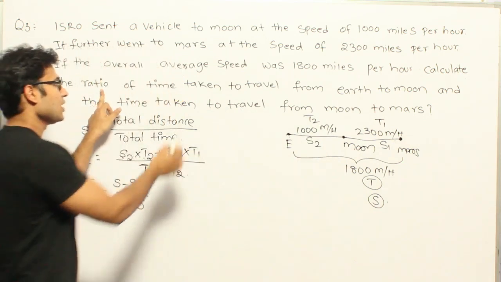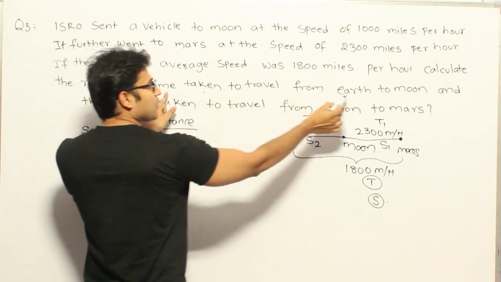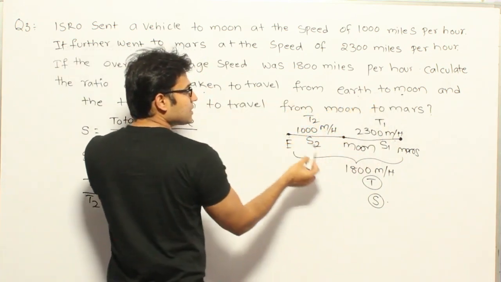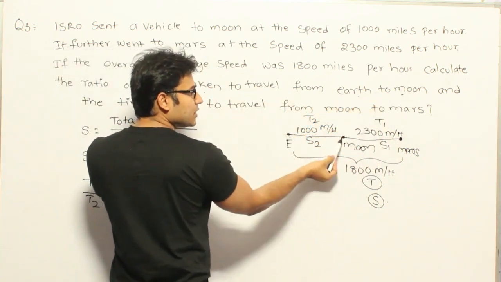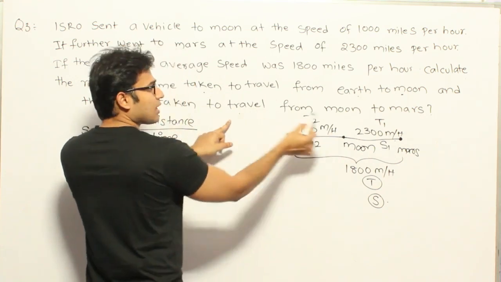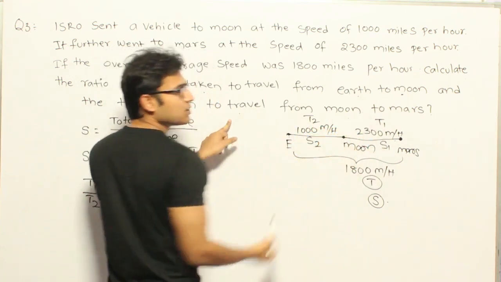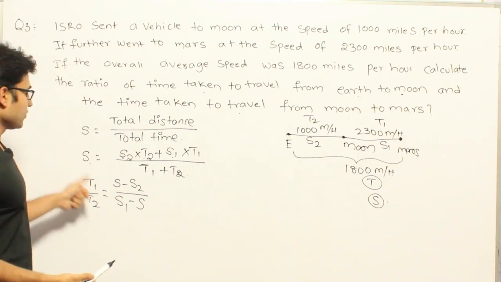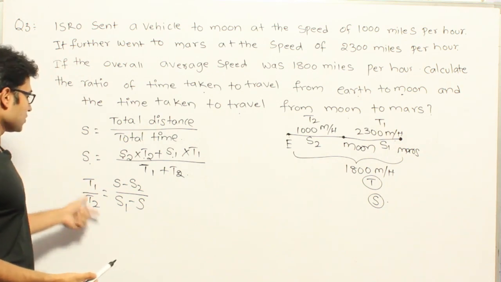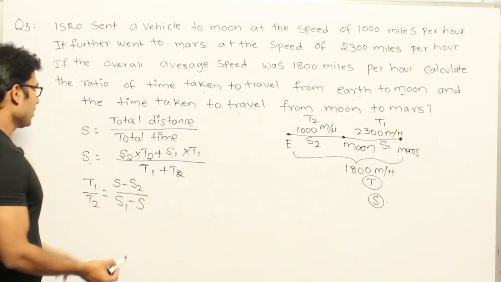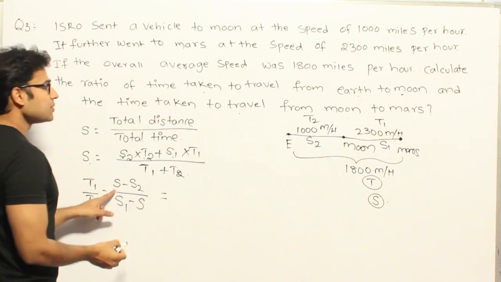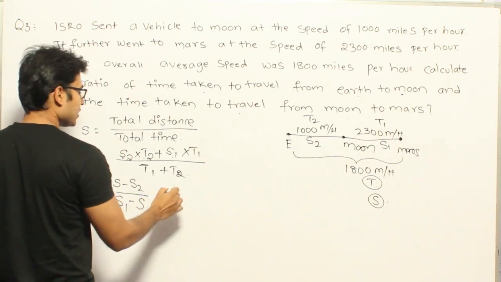Calculate the ratio of time taken to travel from Earth to Moon, which means they are asking about this one, T2, is to time taken to travel from Moon to Mars. T2 is to T1 is asked, right? So you can just flip it and find it out, or you can find out T1 is to T2 and then flip it. Okay, now what is it? So what is the average speed? Average speed is given as 1800.